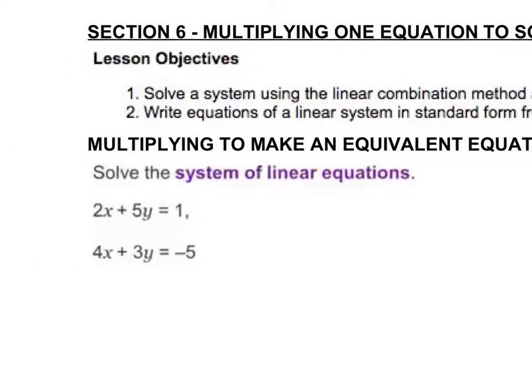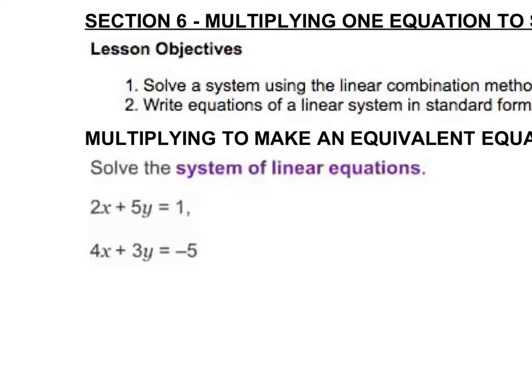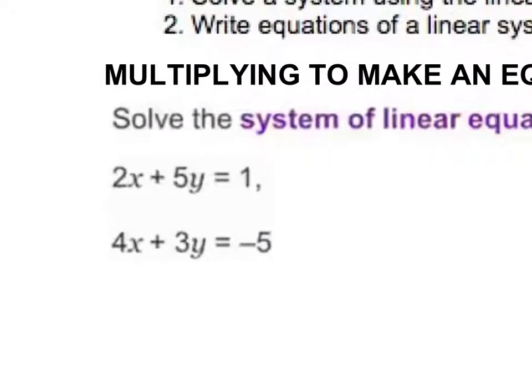Now what I want to do over here is figure out which one of these variables I want to get rid of. I want to use multiplication to change one of these equations so that I get opposite coefficients. Here's what I notice: I look at my x terms and I have a 2x and a 4x. I could manipulate the 2x and turn that into a 4 by using multiplication. Over here with the 5y and the 3y, I can't really do that, because I can't multiply 3 by anything to get 5.